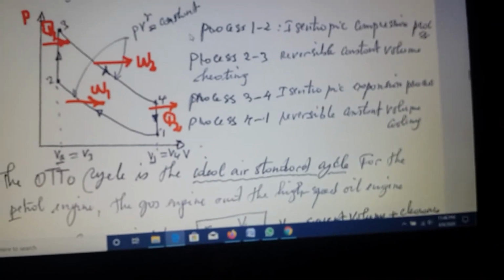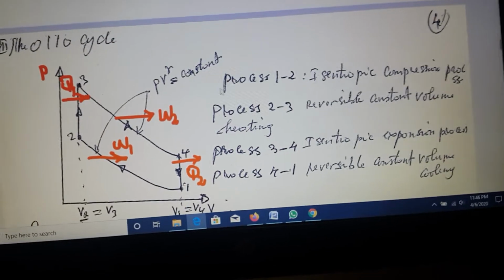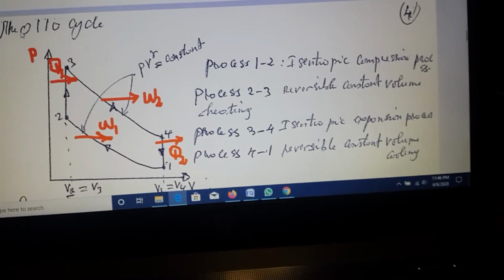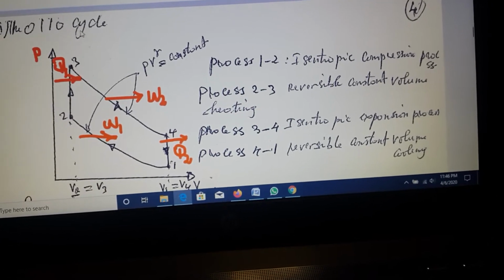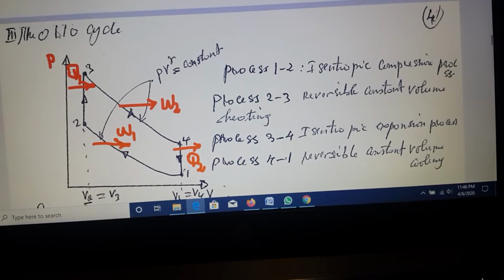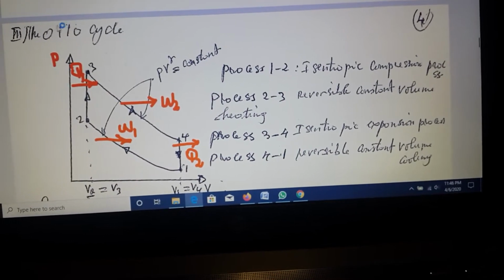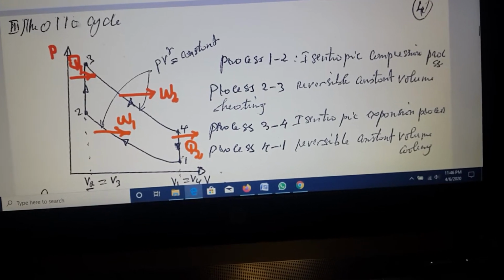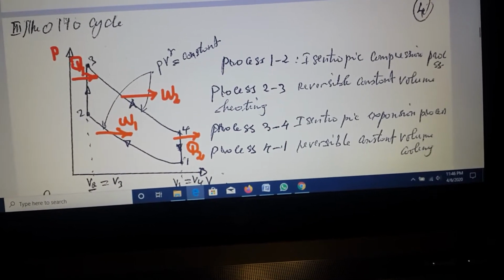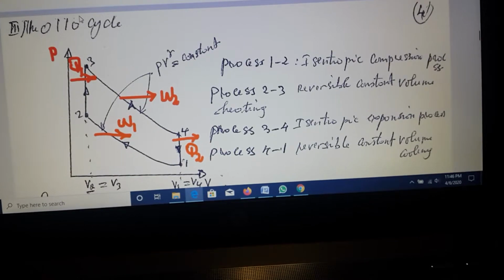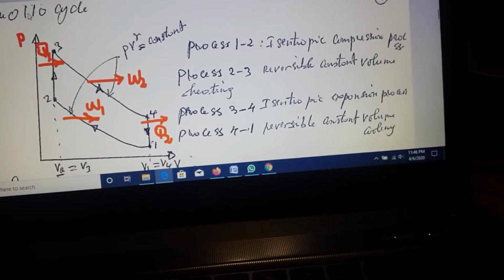Okay, let's continue with the third one. The third cycle is called the Otto cycle. Sorry, because now you cannot see it here. Sorry, because when I was scanning it, it cut that part. Okay, now about the Otto cycle.